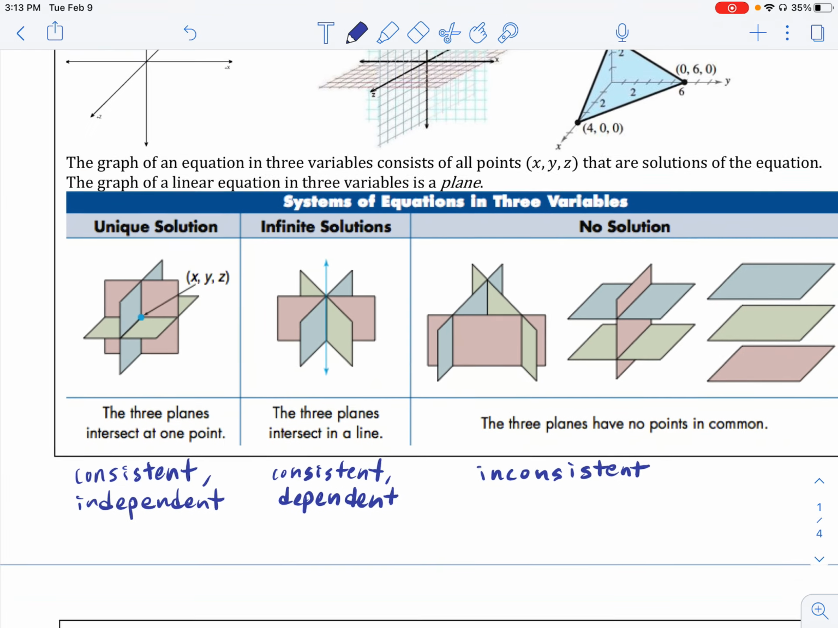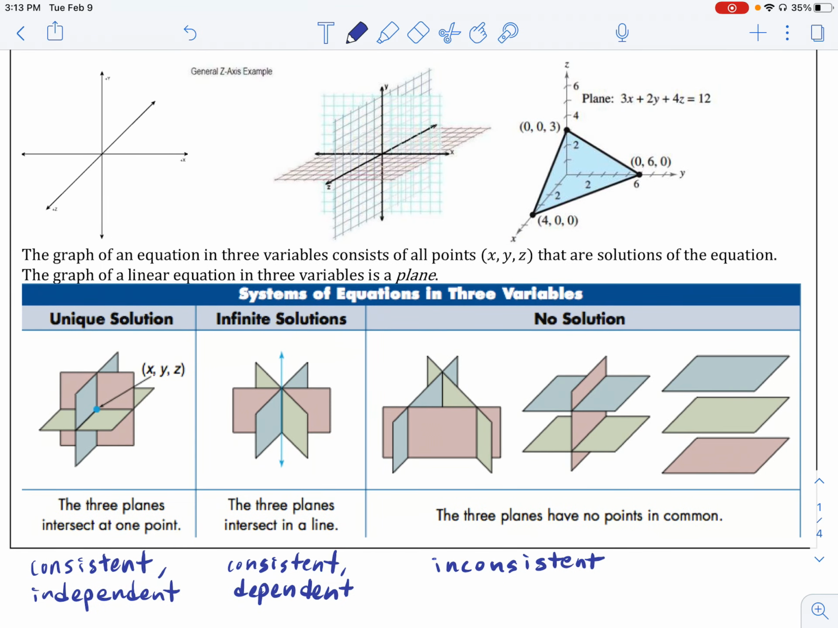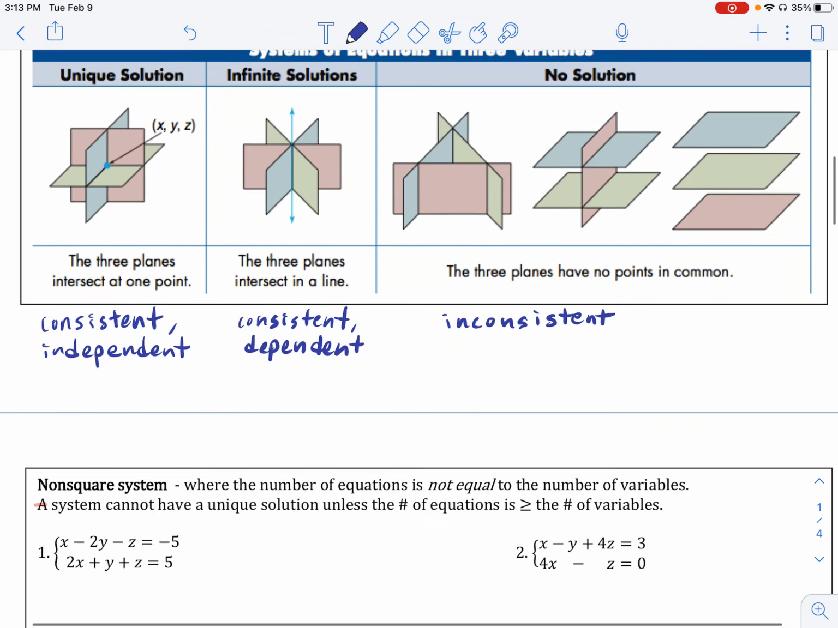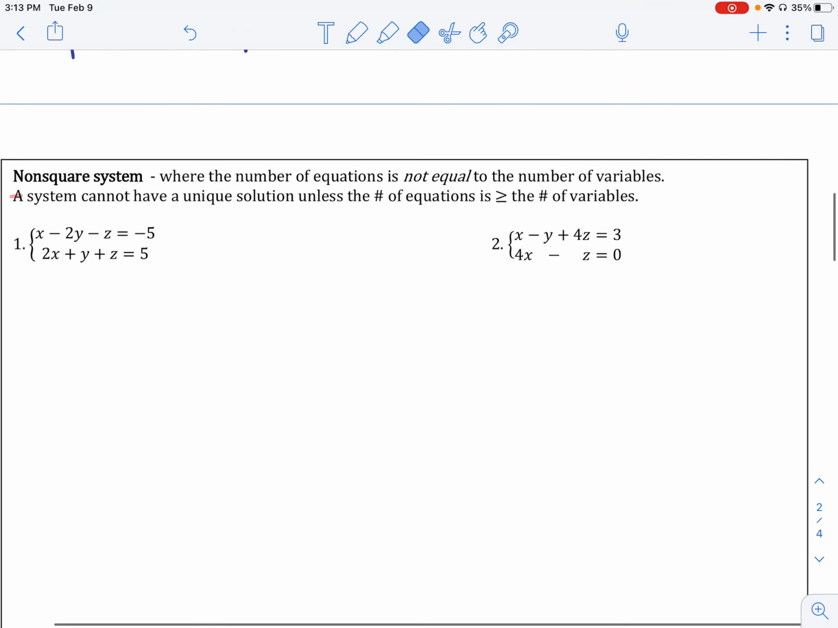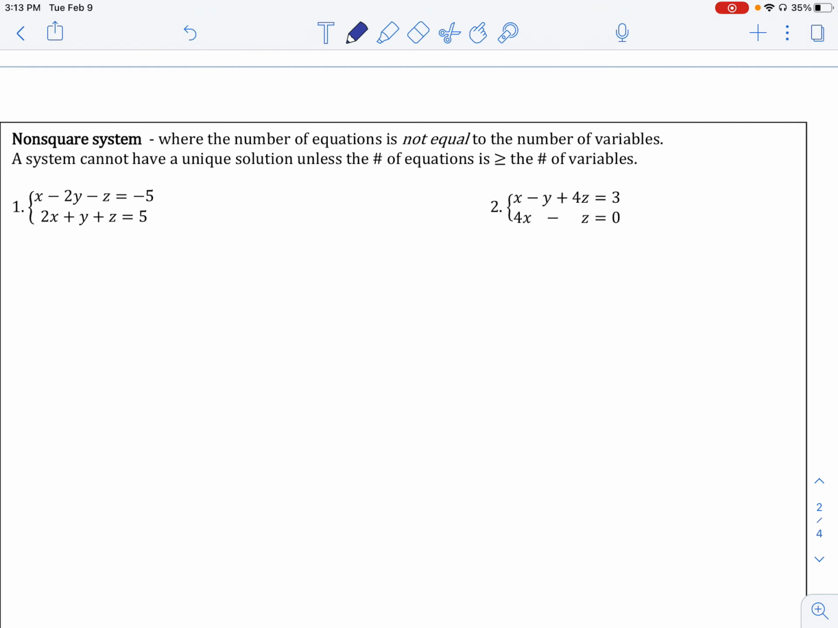So now that we have a sense of what is happening when we are solving a system of equations in three variables, we see that it's an intersection or lack thereof of these three planes. Let's look at a unique type of system, and that is called a non-square system. We call it non-square because the number of equations is not equal to the number of variables. And a system cannot have a unique solution unless the number of equations is greater than or equal to the number of variables. So in these cases, we're going to see that we're going to have a dependent system. So as soon as you see that it's a non-square system, you've got to pretty much rule out the possibility of there being a unique solution.